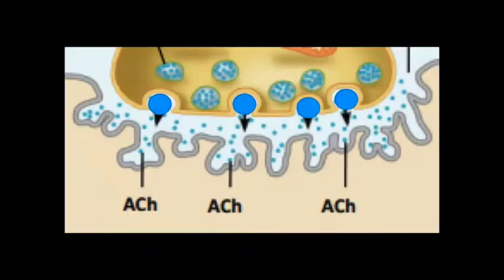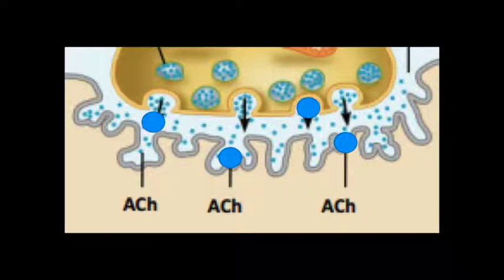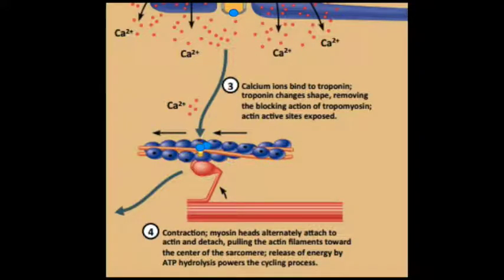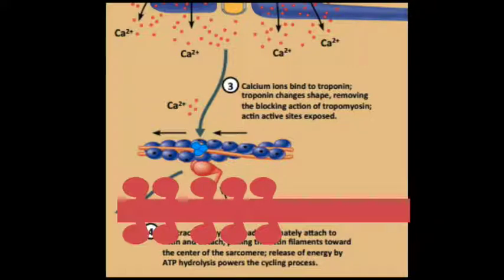This action potential diffuses down its concentration gradient across the synaptic cleft and attaches to acetylcholine receptors in the sarcolemma of the muscle cell. This then travels down the T-tubules in the sarcolemma, where the acetylcholine triggers the release of calcium ions from the terminal cisternae of the sarcoplasmic reticulum into the sarcoplasm. These calcium ions bind to the troponin in the thin filaments. The troponin changes shape, which removes the blocking action of the tropomyosin, allowing the actin-activated sites to be exposed.